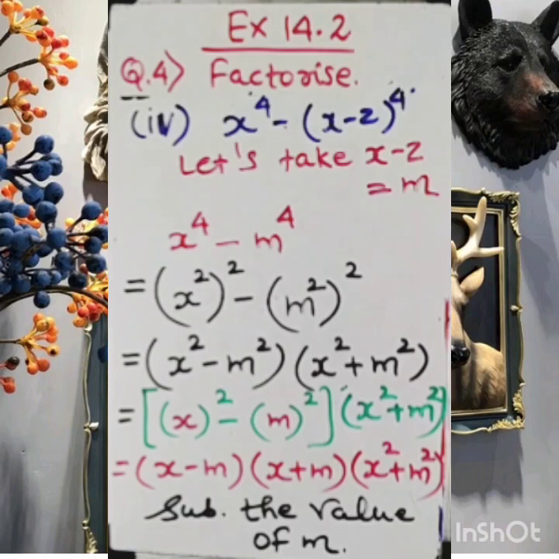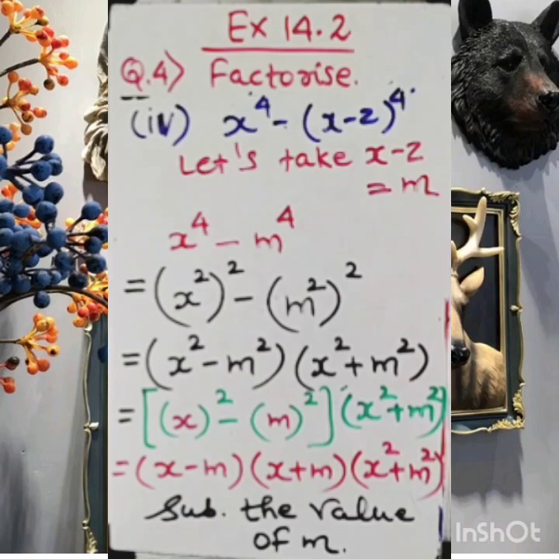Fourth is on your screen, dear student. x to the power 4 minus (x minus z) to the power 4. Now, let's assume x minus z is equal to m. So we will have x to the power 4 minus m to the power 4. So dear student, we will have (x square) whole square minus (m square) whole square. So according to the third identity, we will have x square minus m square and x square plus m square. But dear student, again we need to apply the third identity here.